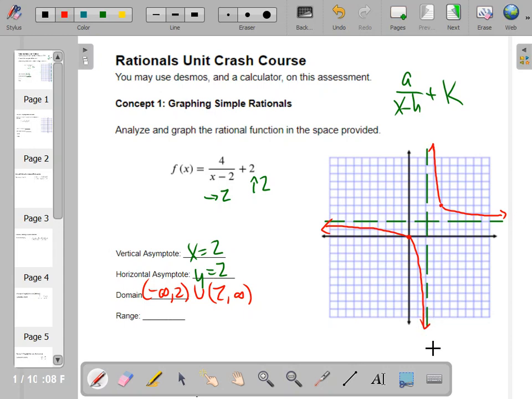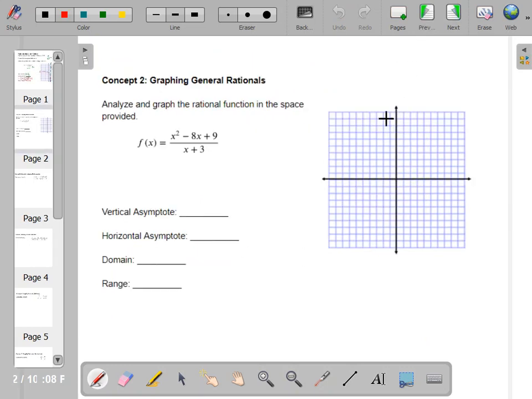The range is very similar, negative infinity to 2, pick up your pencil, and then 2 to infinity, because they both have 2 as their values for the rest of those. So those are the simple rationals.